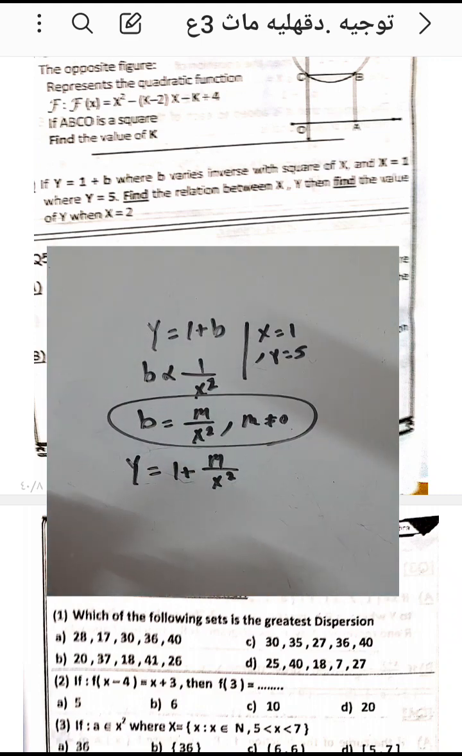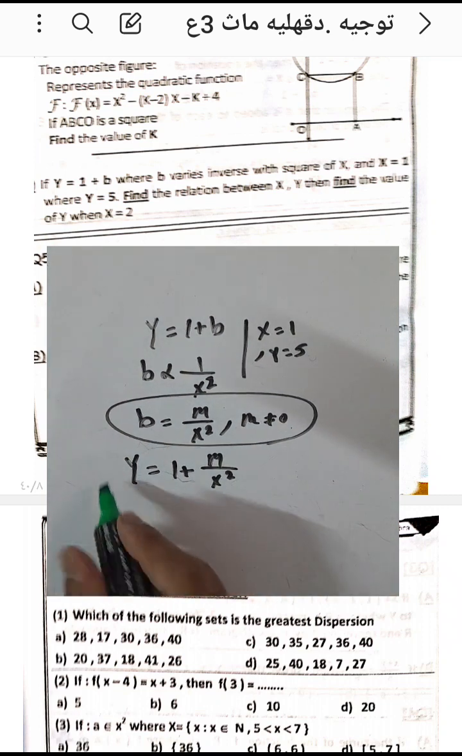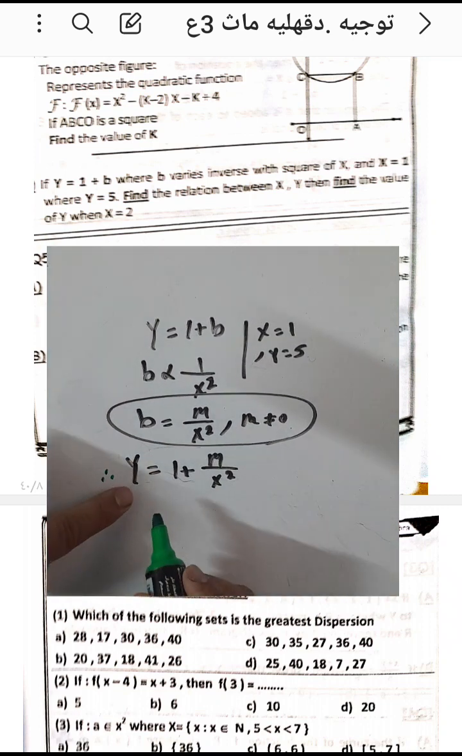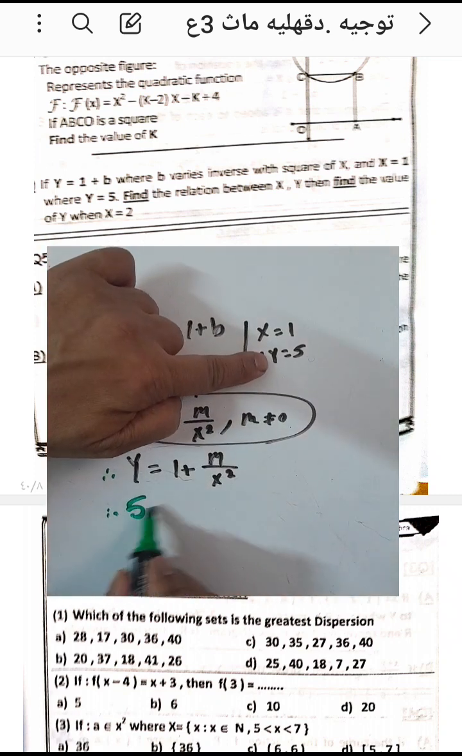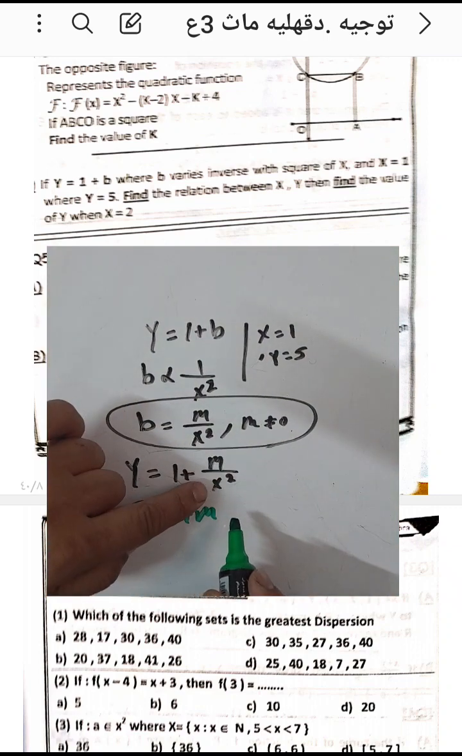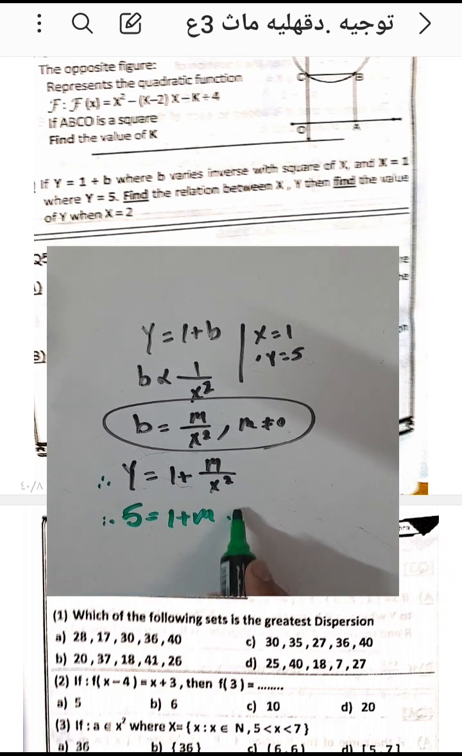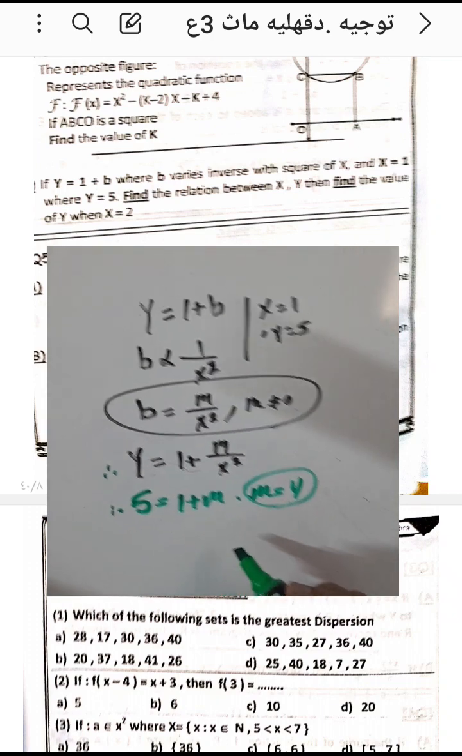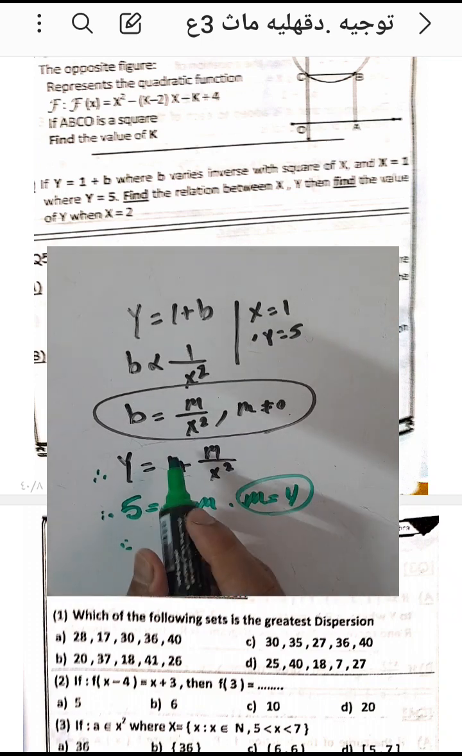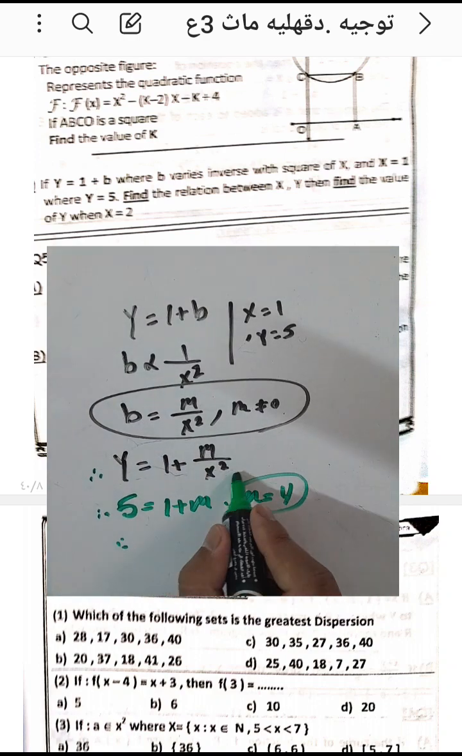Okay, and then put x equal 1 when y equal 5. Then put y equal 5 when x equal 1: 1 plus m, because 1 power 2 equal 1. M over 1, it will be m. Then we can find the value of m, it will be 4. M here equal 4. Okay, so I want to find the relation between y and x.